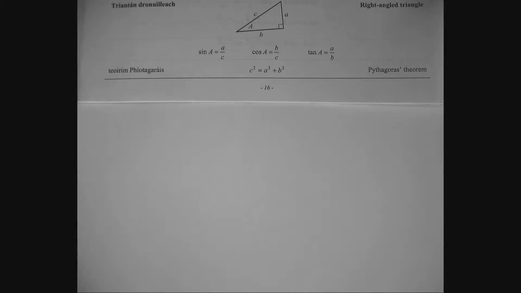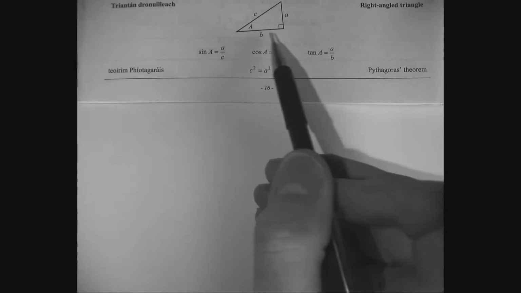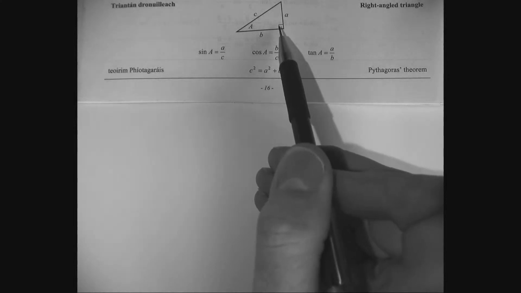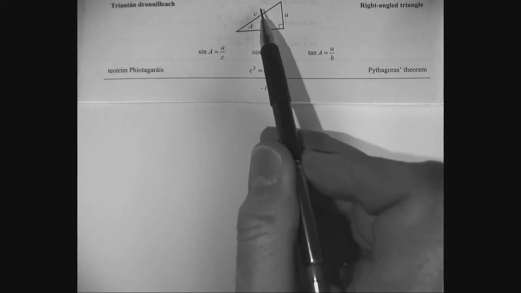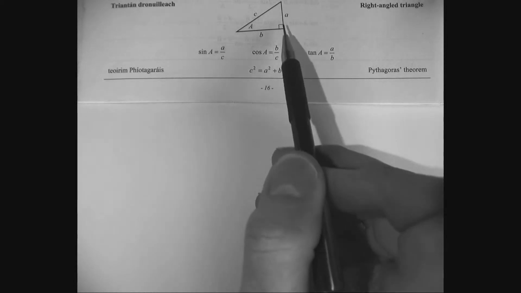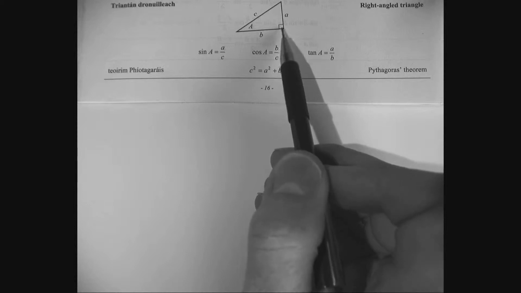Trig tools for right-angled triangles. This is page 16 of the maths tables. We have a right-angled triangle here. We know it's a right angle because we have this little square in this corner that indicates it's a right angle. Side c is the hypotenuse. The hypotenuse is always opposite the right angle.